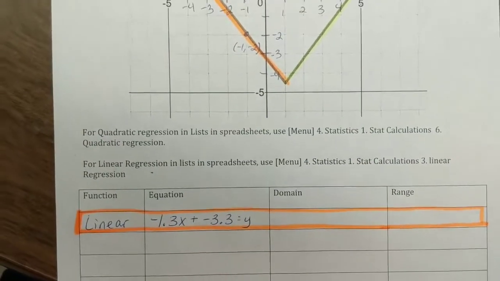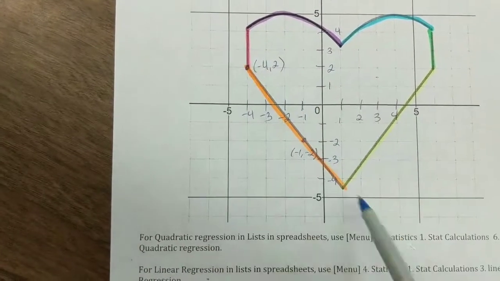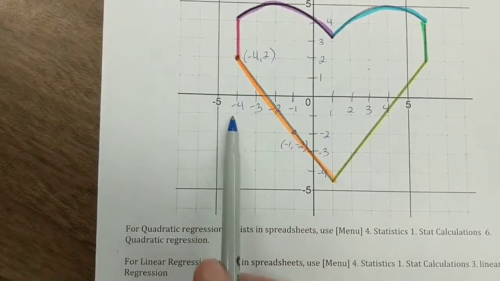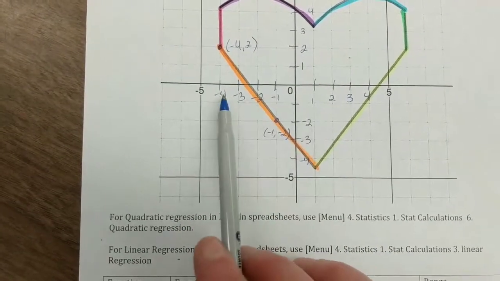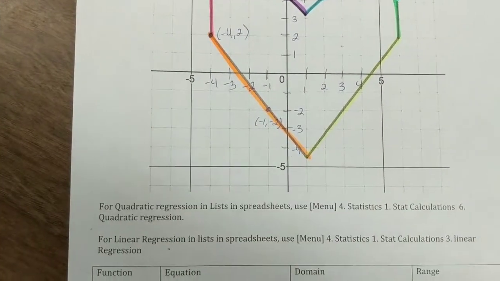Now that I have the equation written in, we can find the domain and the range because this line obviously doesn't go forever, it stops. So if I'm looking from the furthest left X value to the furthest right value, I'm going to see that it goes from -4 to 1, just that piece of the line right there, that orange piece.